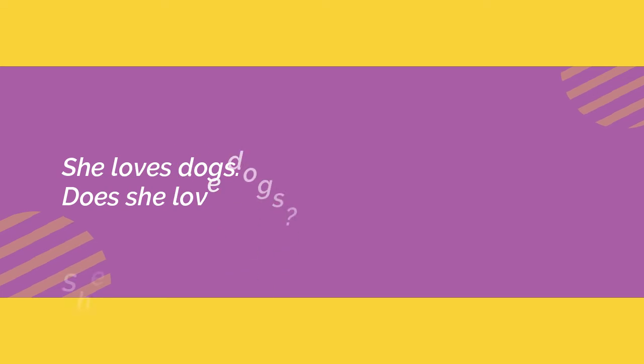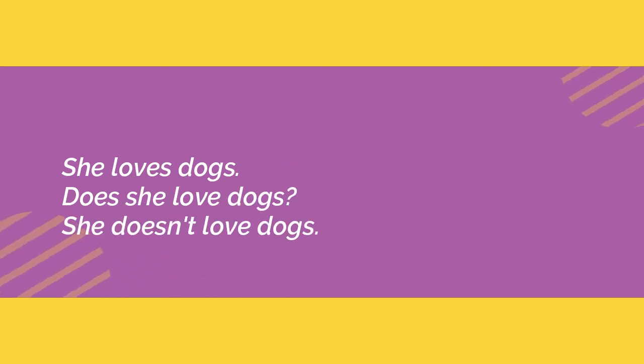Let's take another example. She loves dogs. The question is, does she love dogs? We're going to use does because the subject is she. And notice what happened to the verb loves. She loves dogs. Does she love dogs? The negative is, she doesn't love dogs.